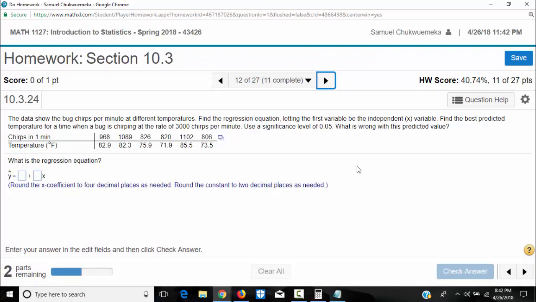Question 12. The data show the bug chirps per minute at different temperatures. Find the regression equation, letting the first variable be the independent variable. Find the best predicted temperature for a time when a bug is chirping at the rate of 3,000 chirps per minute. Use a 5% significance level. What is wrong with this predicted value? So we use StatCrunch. Open this in StatCrunch.